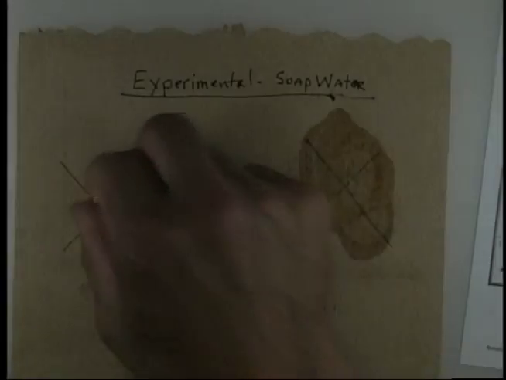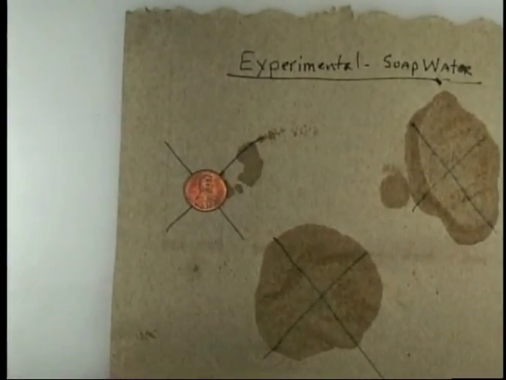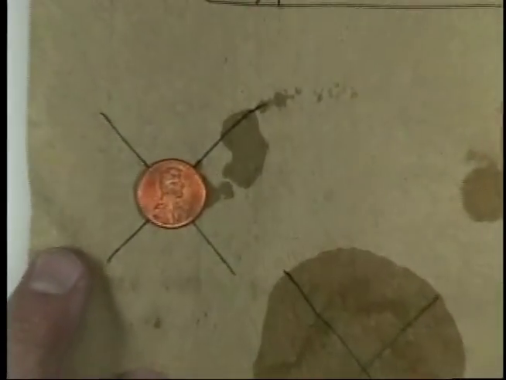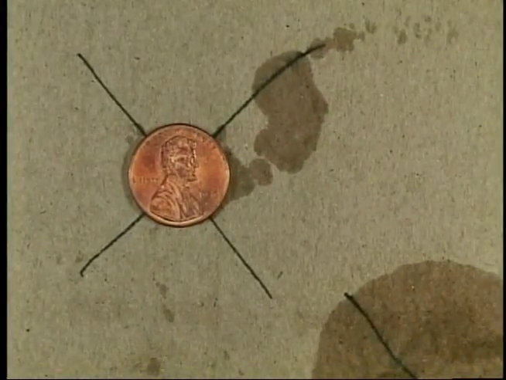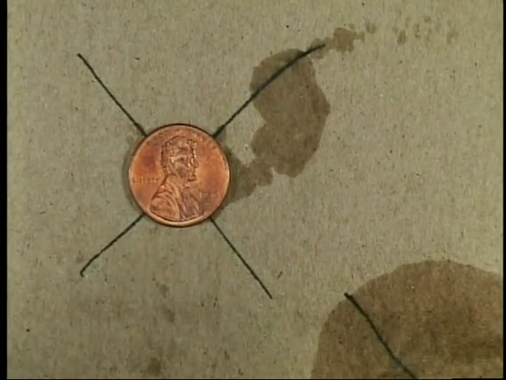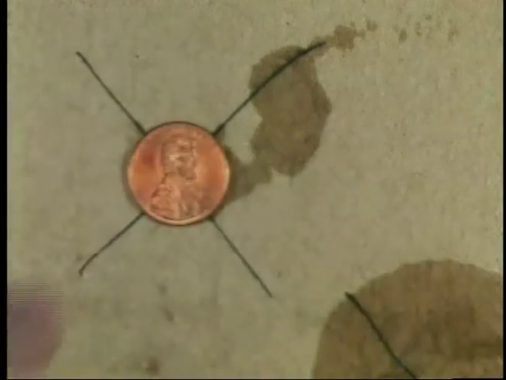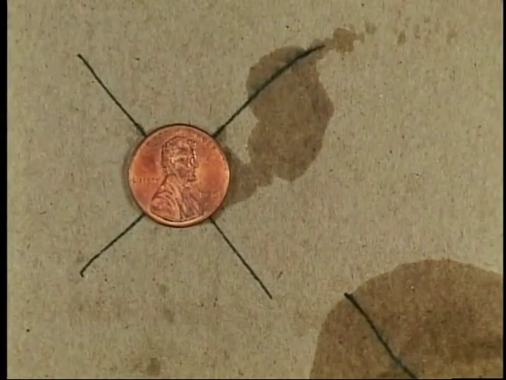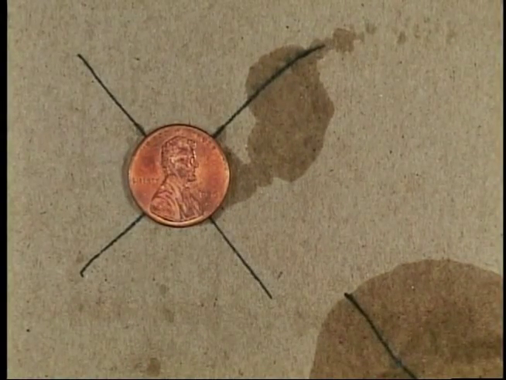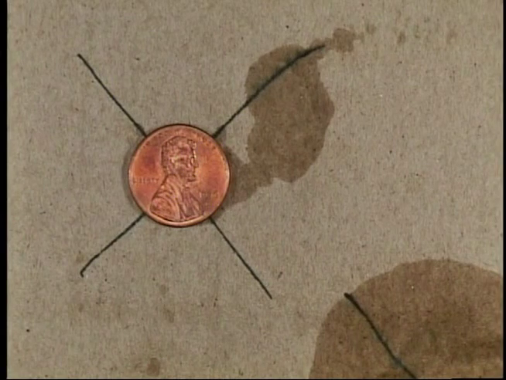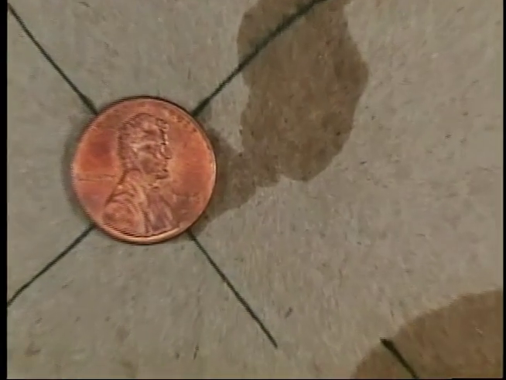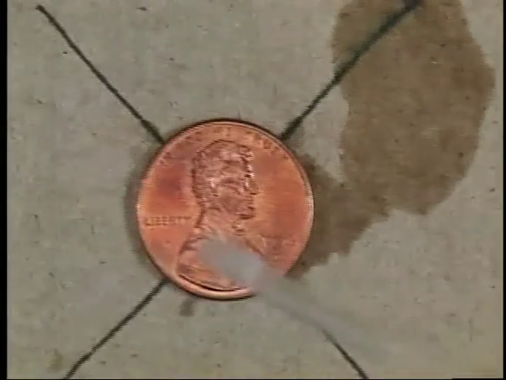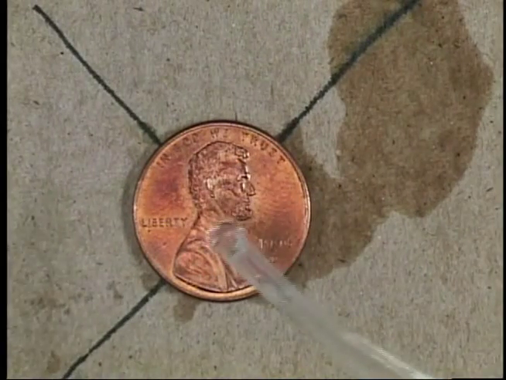A penny, my same penny that I dried off, and I'm going to zoom in on it. I've added soap to my water. Here's the soap I added. Stir it up, and since my hypothesis said that they would be the same, I should get 26 drops on this. So let's see. Let me zoom in. Here comes my 26 drops.